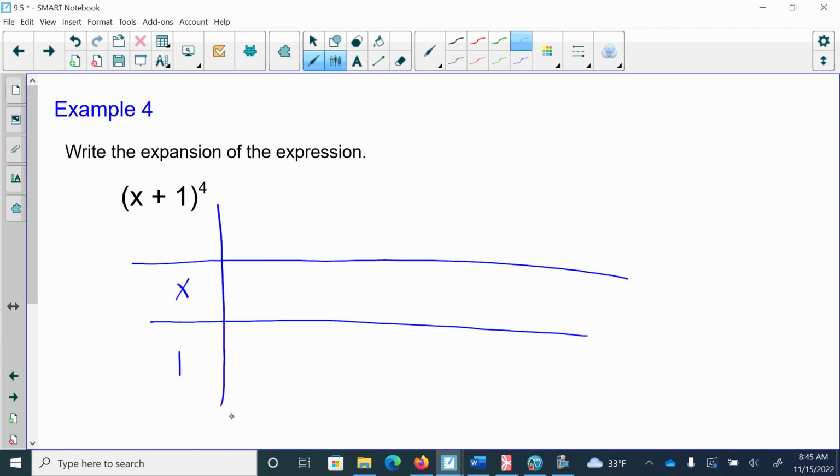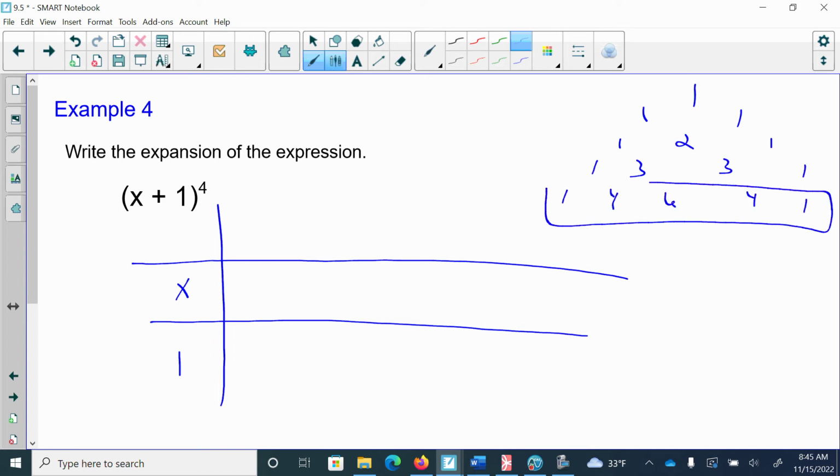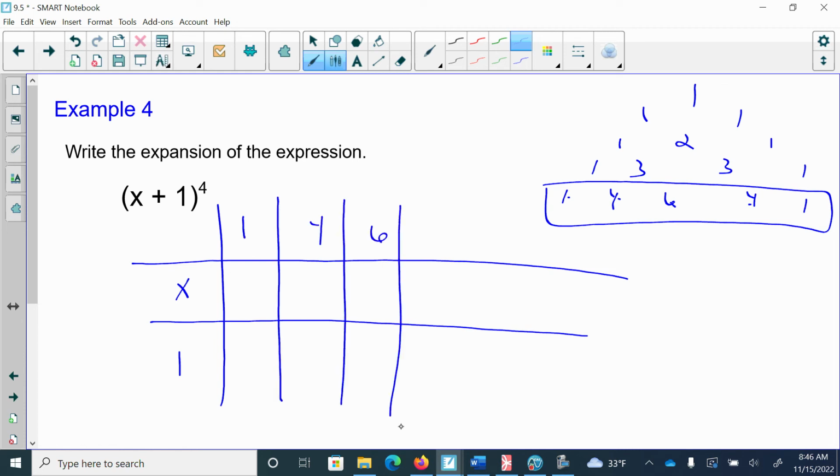Well, if I do my coefficients real quickly off to the side somewhere, I would write Pascal's triangle, and I'm going to get good at doing this. So this is the row that I'm looking at. I'm raising this to the 4th power. I have 1, 2, 3, 4, 5 terms. I do. And I'm just going to copy those coefficients down. So 1, 4, 6, 4, and 1. And that finishes off my box.